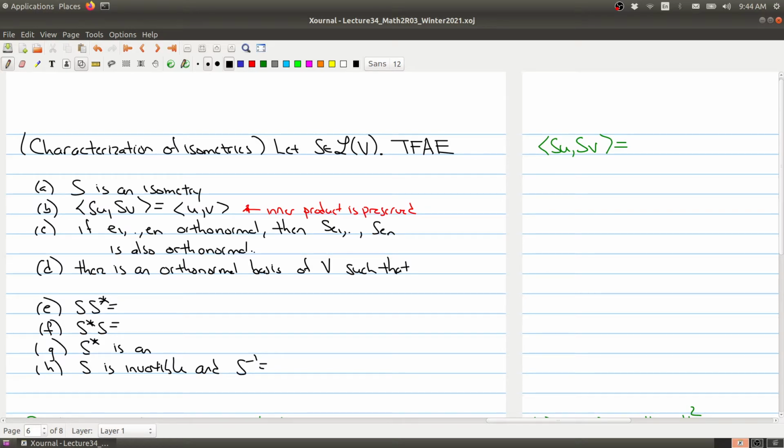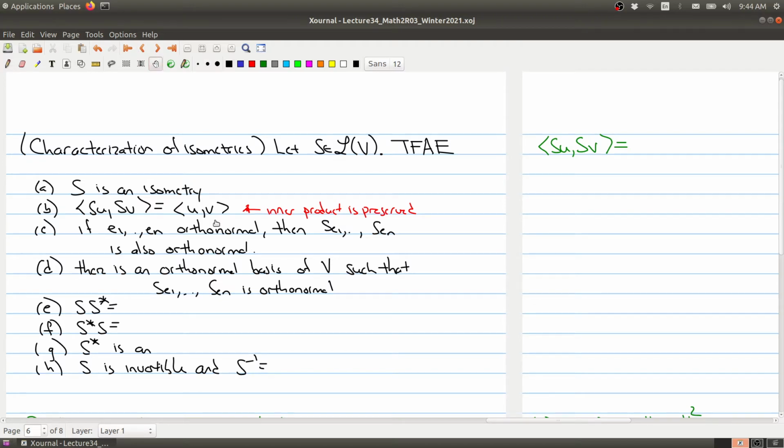The next one is that if e1 through en is orthonormal, then after you evaluate each of those vectors at S, the new set is also orthonormal. The next thing is that there's an orthonormal basis of V such that Se1 up to Sen is orthonormal. This follows directly from the previous result, because if V is an inner product space, you can use Gram-Schmidt to make an orthonormal basis, and then you can just apply part C to prove part D.